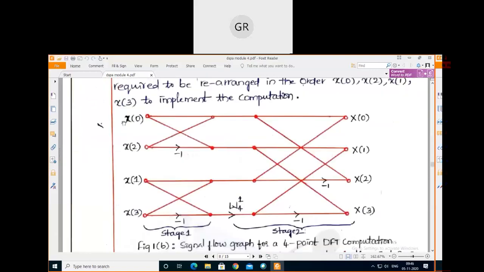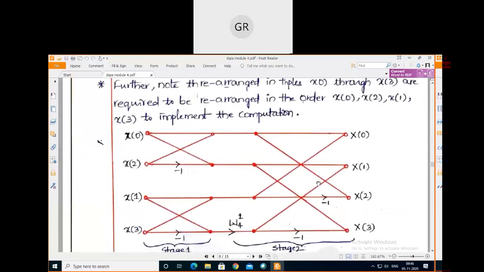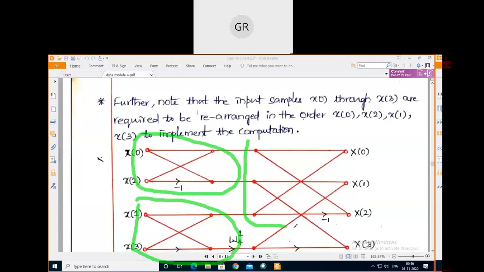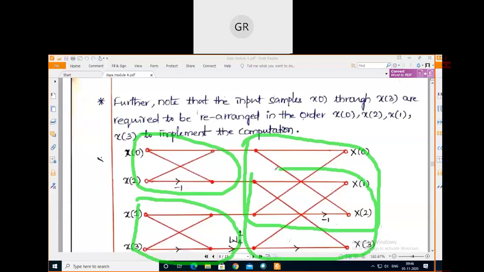This is the structure of the 4-point DFT. See here, this is the first butterfly, butterfly 1, and butterfly 2, butterfly 3, butterfly 4. I think you already studied this. You are familiar with the butterfly structure, 4-point DFT, 8-point DFT. Yes?